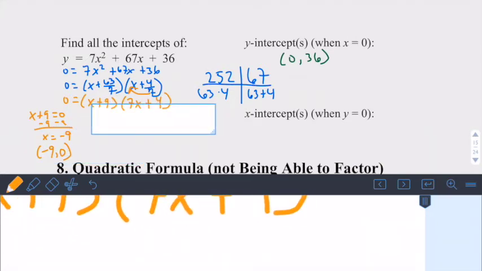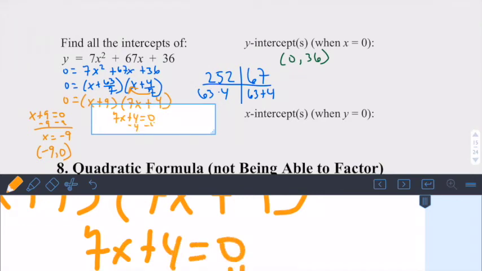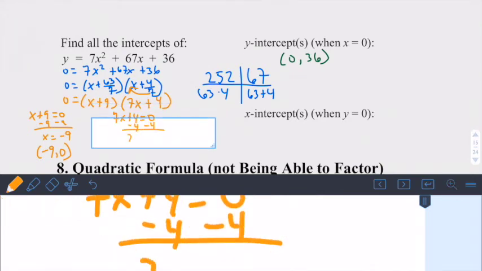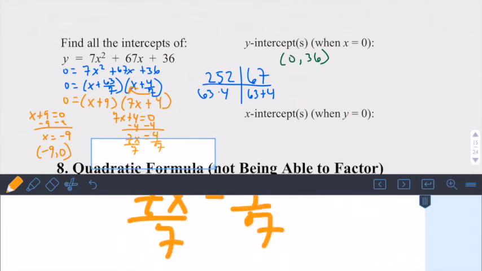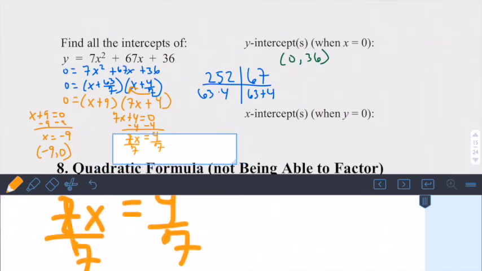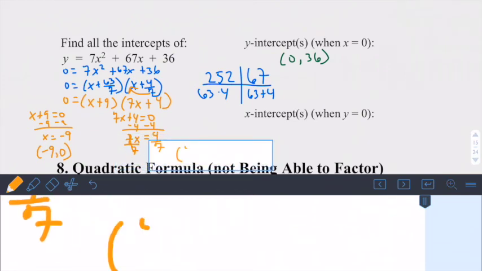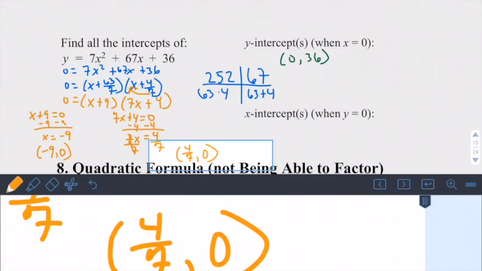And then I set my 7x plus 4 equal to 0 and solve. 7x equals 4. Divide both sides by 7. X equals 4/7, and so my intercept is 4/7, 0. There's 2 again.